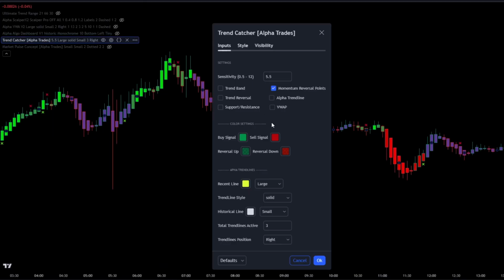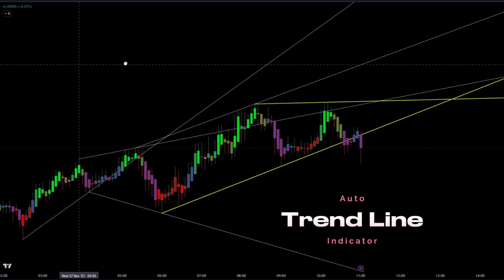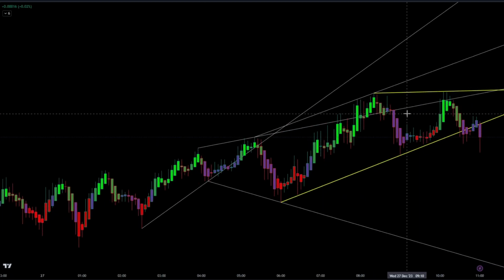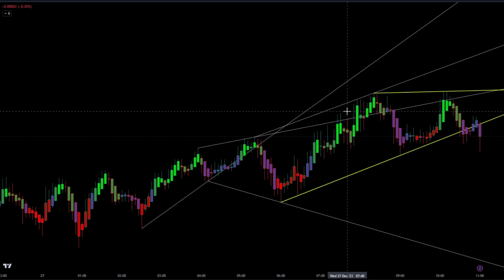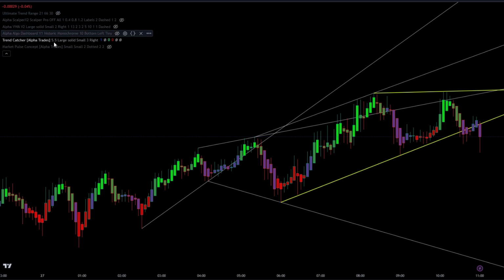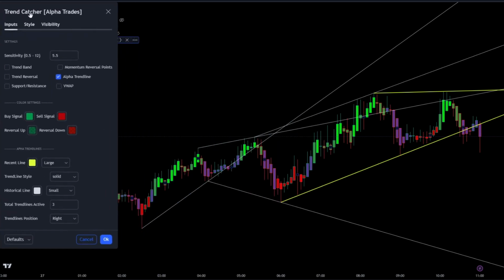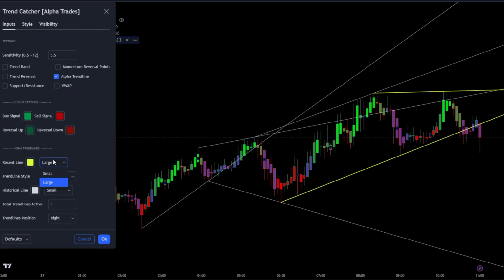The next one is the trend line. The idea behind the trend line is that the yellow is what's current, and the faded gray is historic. You can change it for the larger side, for the recent lines and the historic lines, but for the actual numbers right here, I don't recommend going more than 3 or 4, because you don't want to go too much.